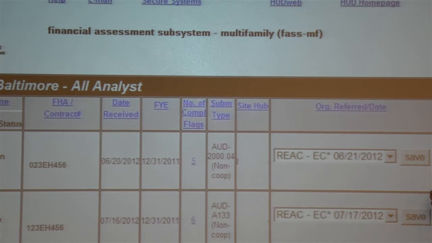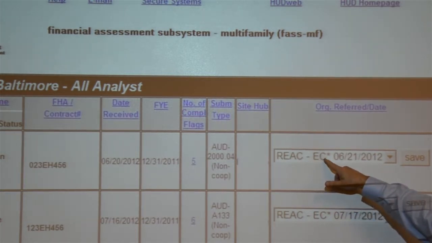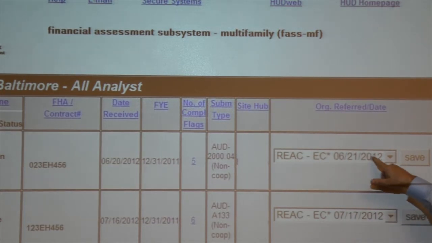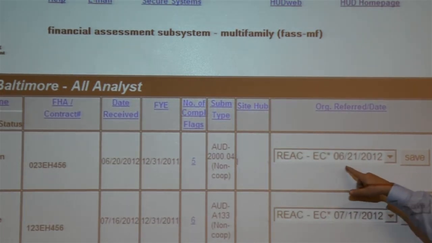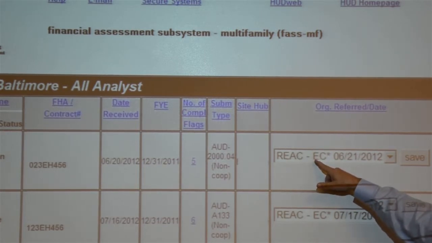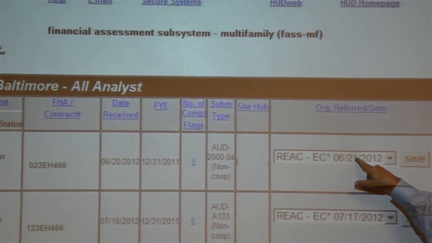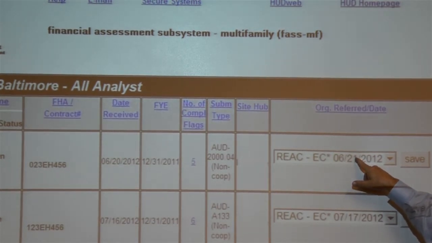I'm an analyst. I open this up in the morning. What do I know? Mountain Green Housing, it says REAC EC star 621, 2012. This means the REAC system thinks this needs to be referred to the Enforcement Center as of this date. Now, the analyst's job is to do what?